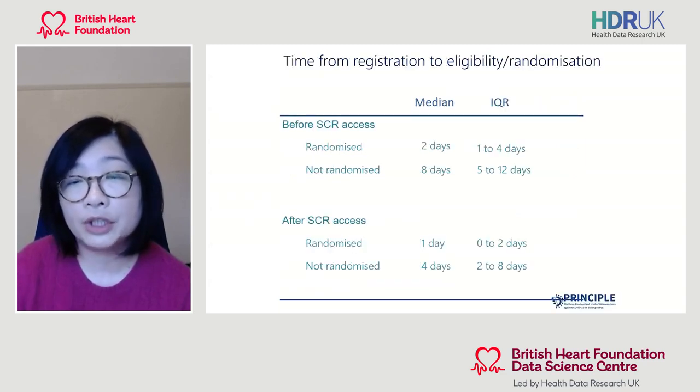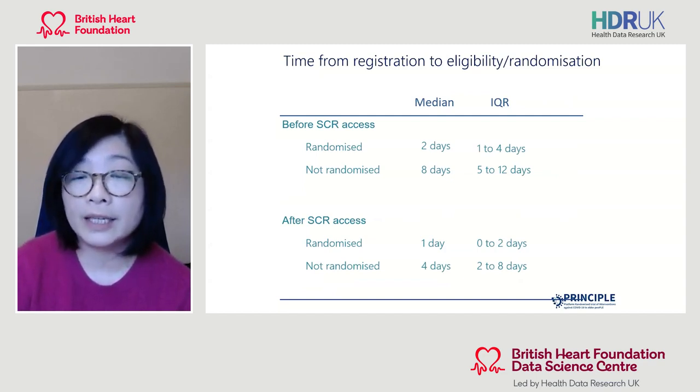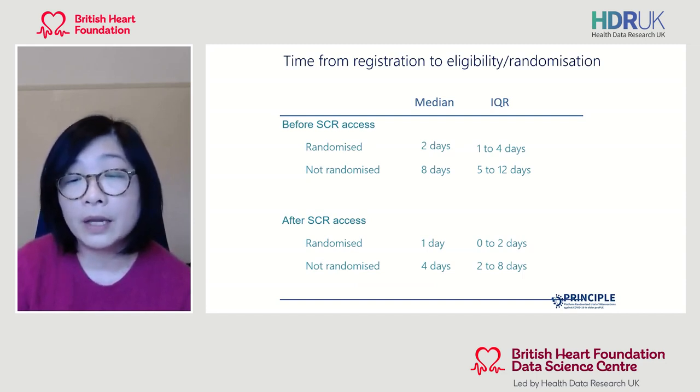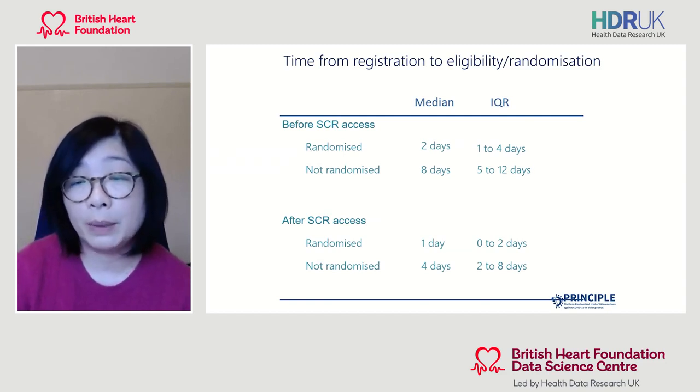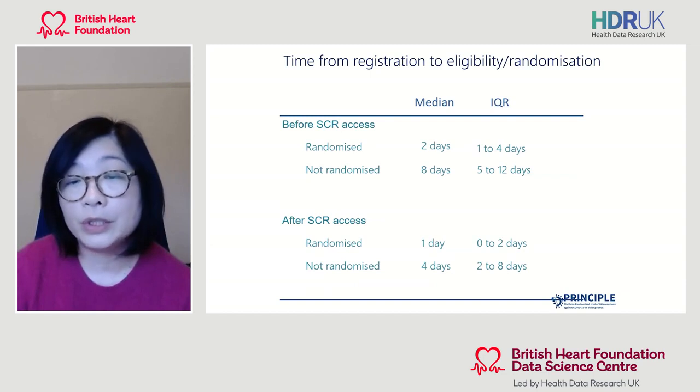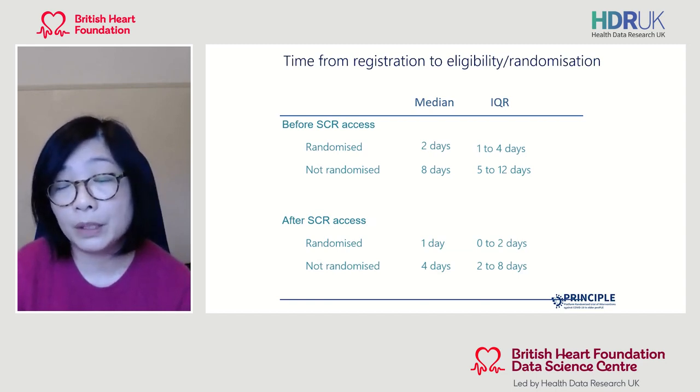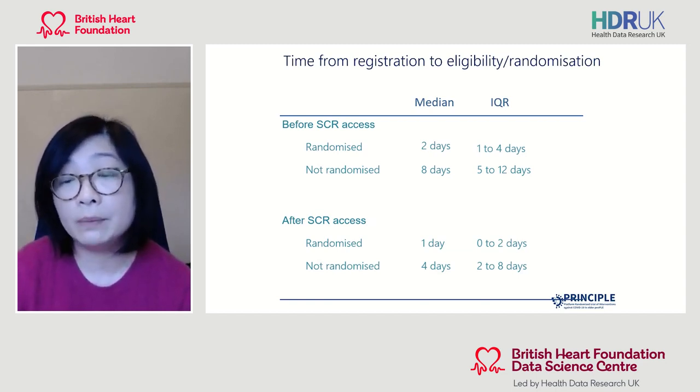So this again shows the difference between before we had the SCR access versus the ones where we have the access. You can see how we managed to shorten the duration so that we can randomize these people quicker. The people who are not randomized are the people taking longer to get the medical data back. That is why having the SCR data access helps, because we can randomize somebody on the same day they registered, and also dispense the drug and send it out to them on the same day as well. Next slides.